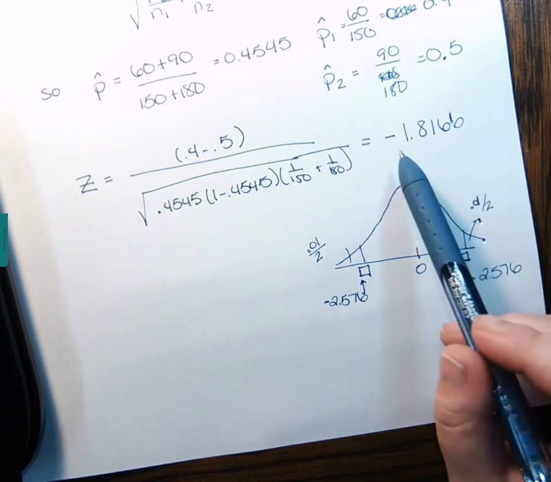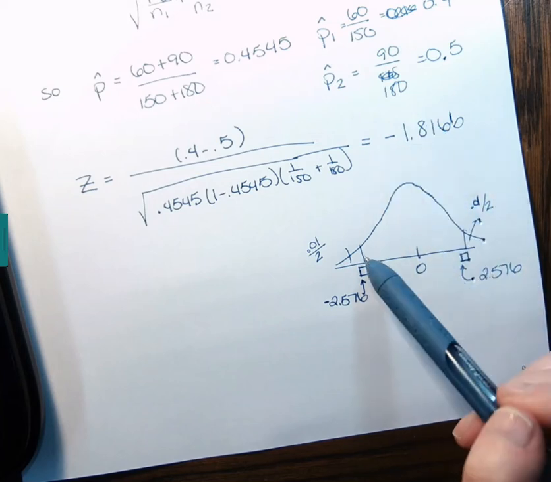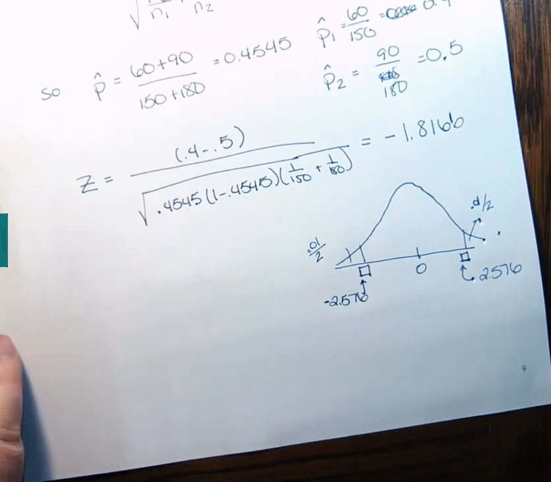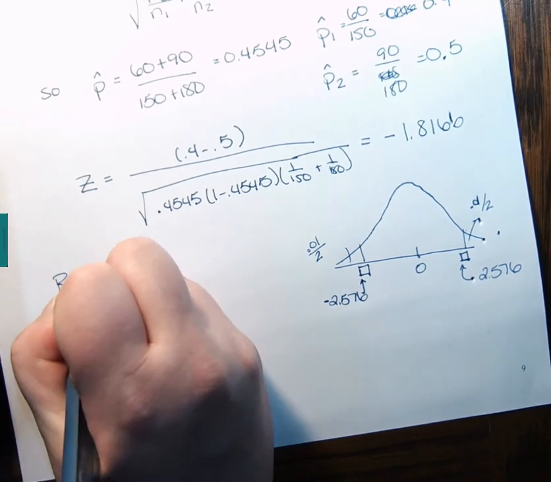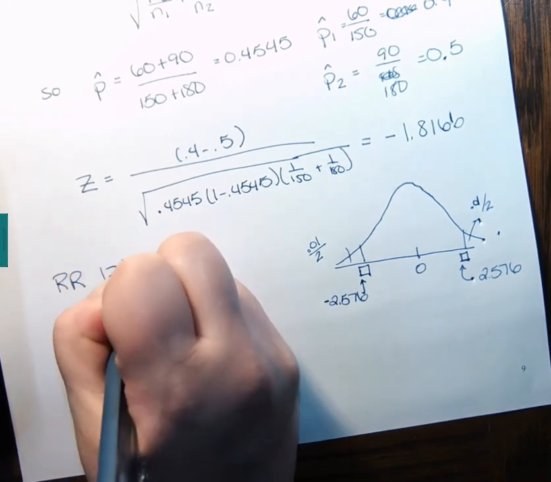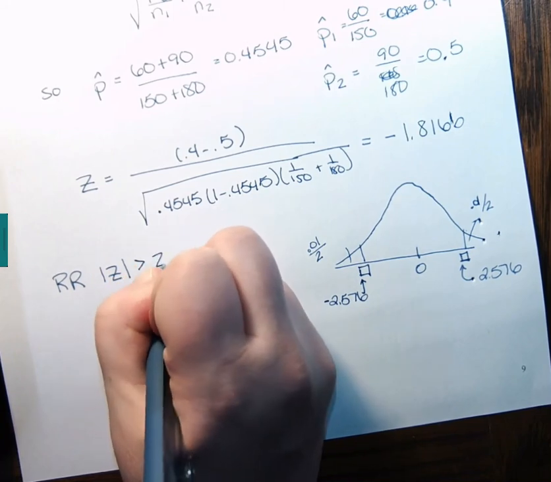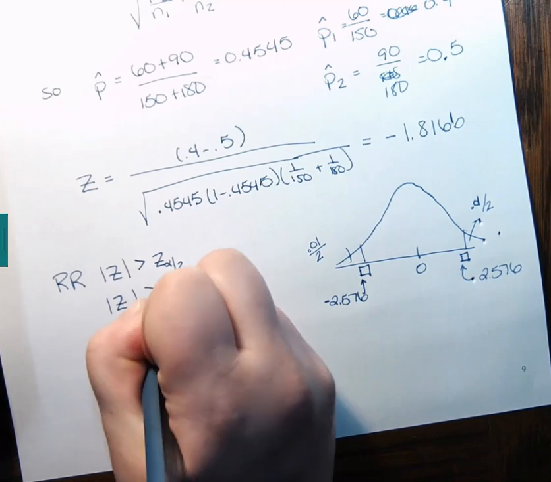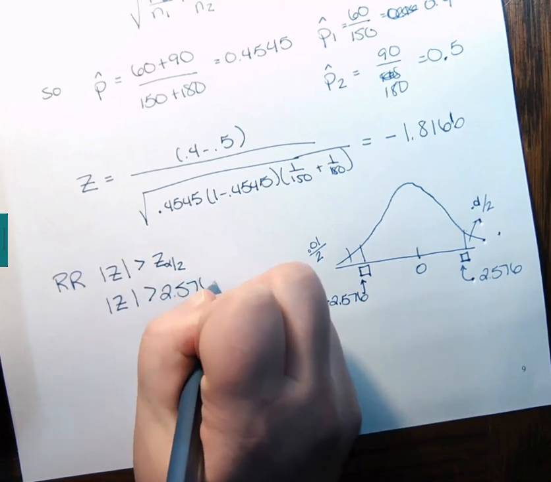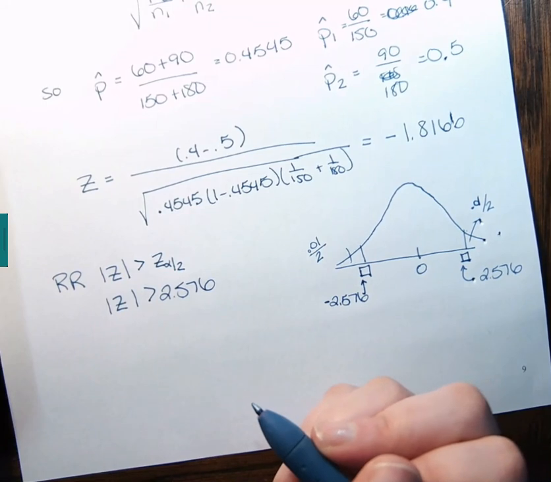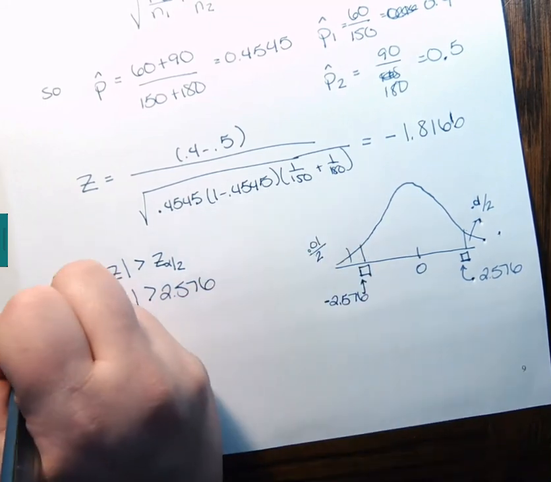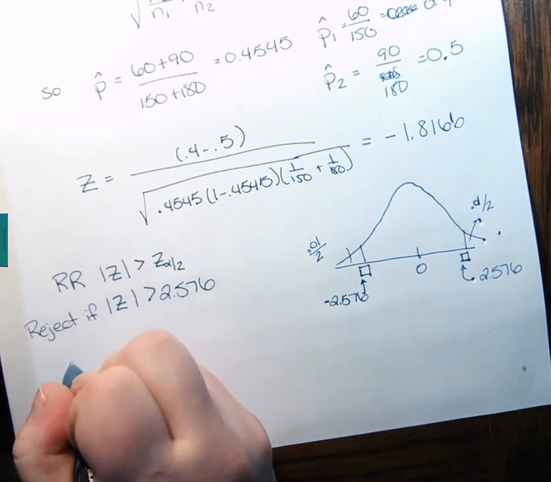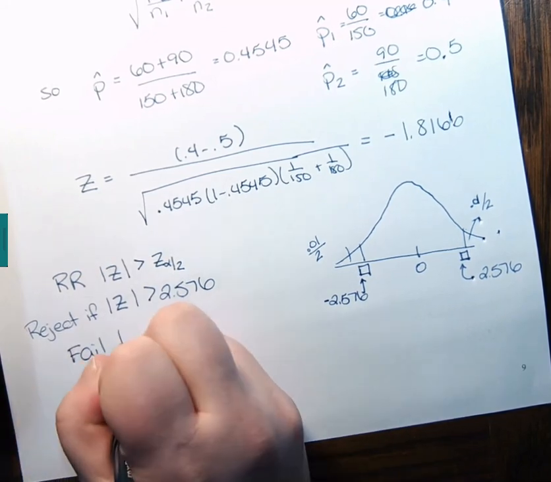So notice our z value does not fall outside of the cutoffs. So for our rejection region, if the absolute value of z is greater than the upper endpoint, this is the same thing as saying if the absolute value of z is greater than 2.576, then we would reject. So notice in this case we are going to fail to reject because that was not the case.